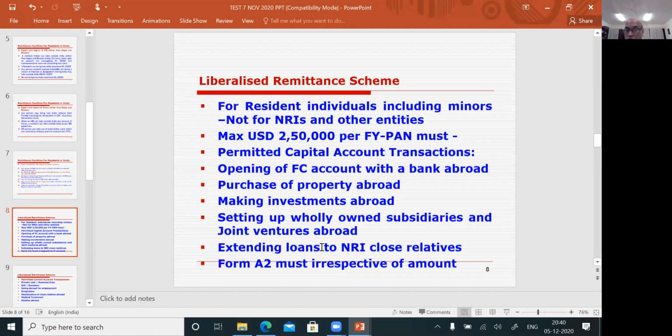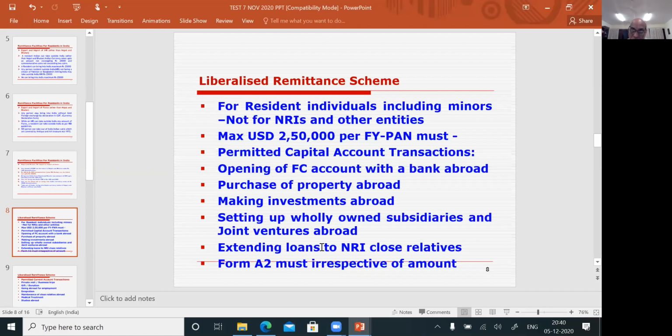Then Form A2, I told you, what is Form A2? It is a declaration form whenever the remittances are released. So up to whatever may be the amount under LRS, if funds are released, Form A2 is a must irrespective of the amount. LRS is for resident individuals only, not for other entities. It is not eligible for NRIs. Minors are also eligible. Maximum US dollar 2,50,000.